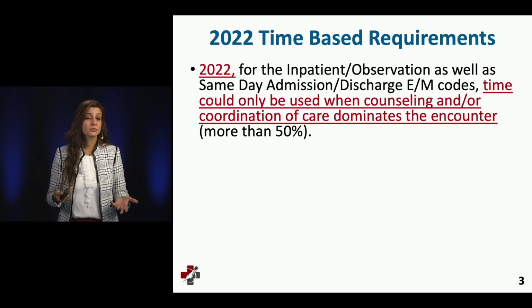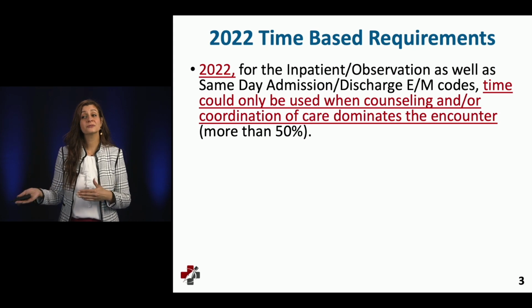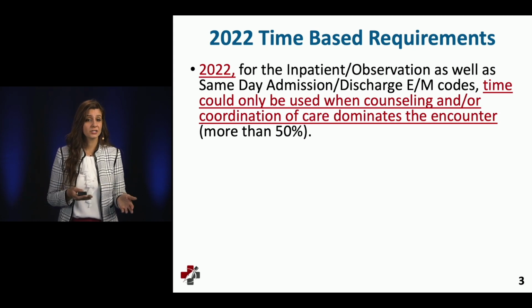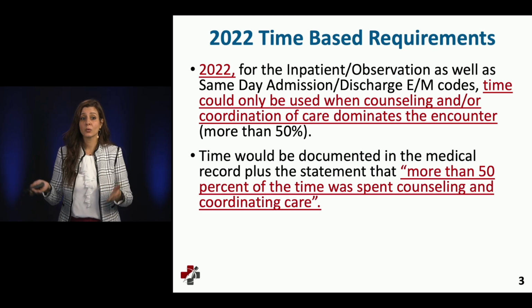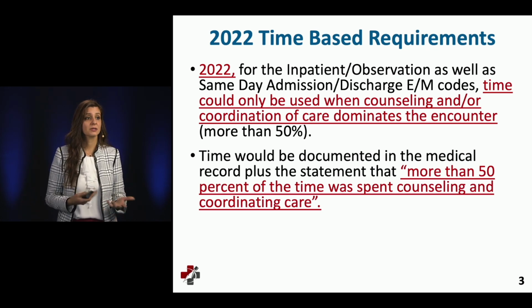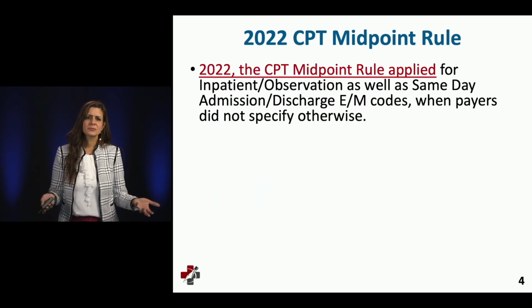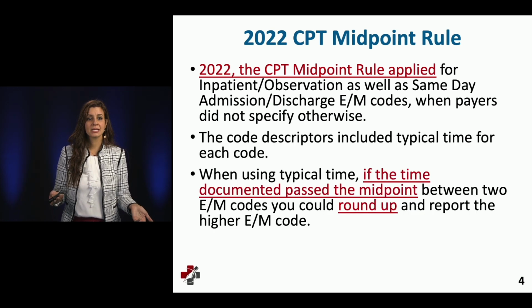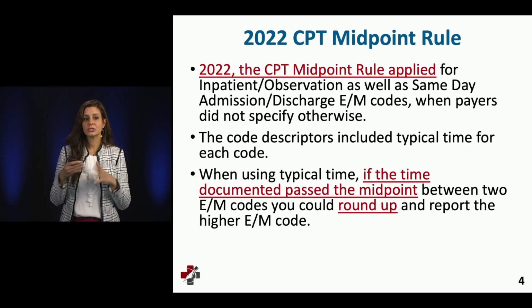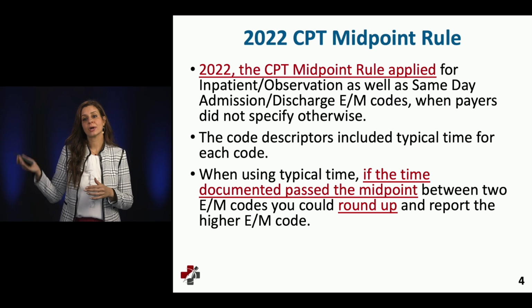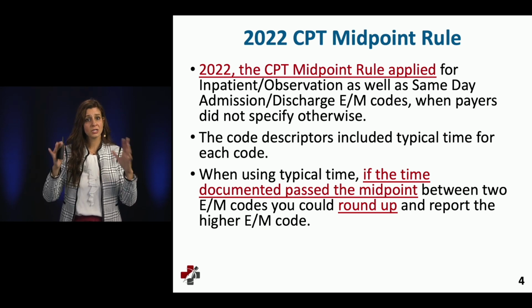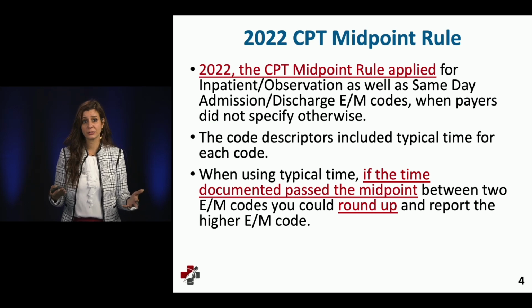Well, to really use time, we had to do more than 50% of it counseling and coordination of care. So we had to actually document that more than 50% of the time was spent counseling and coordinating care. In addition, your documentation had to include the conversation that you had with the patient. And there was something called the Midpoint Rule. If the time documented passed the midpoint between two EM codes, you were allowed to round up and report the higher EM code. Again, this is 2022. This is what we're currently doing.